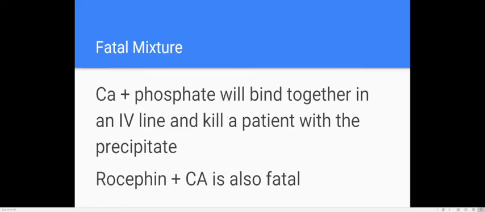Another fatal mixture on the next slide is calcium and phosphate. Again, this forms precipitates in the IV line and probably will kill the patient with the precipitate. So calcium and phosphate you avoid, and Rocephin or ceftriaxone and calcium you want to avoid as well. Again, this will probably be asked on your test just because this is pretty much a major interaction that can kill the patient, so they're probably going to ask this in some shape or form.